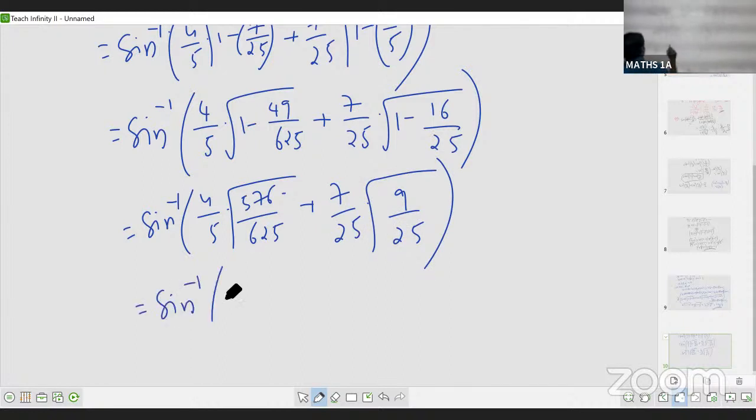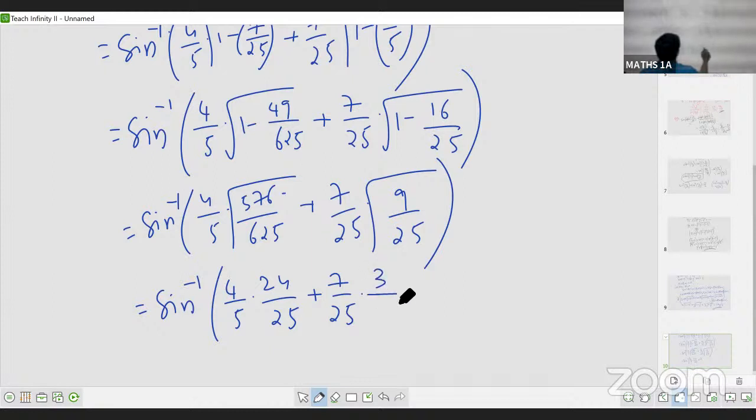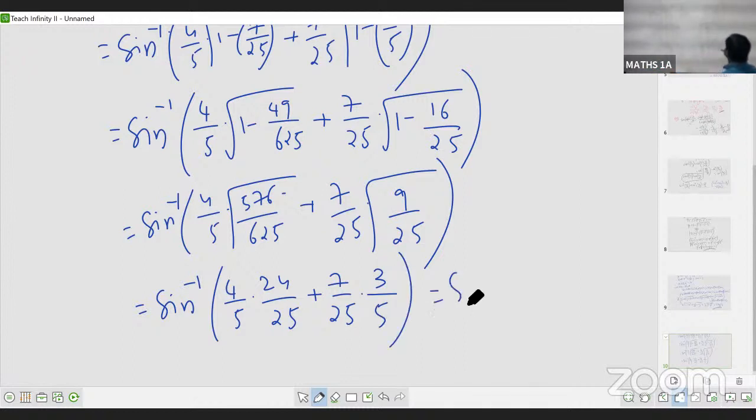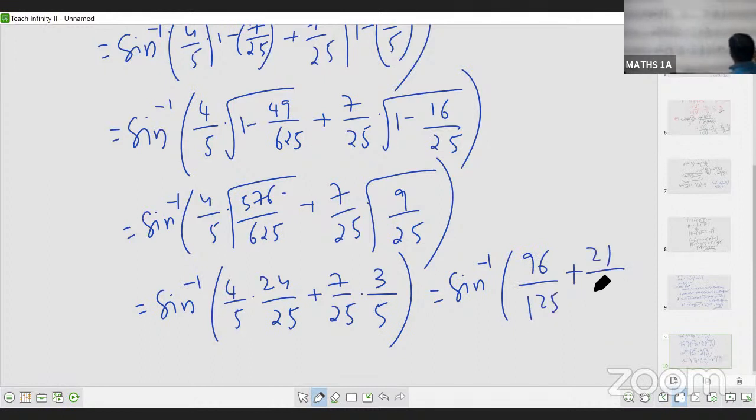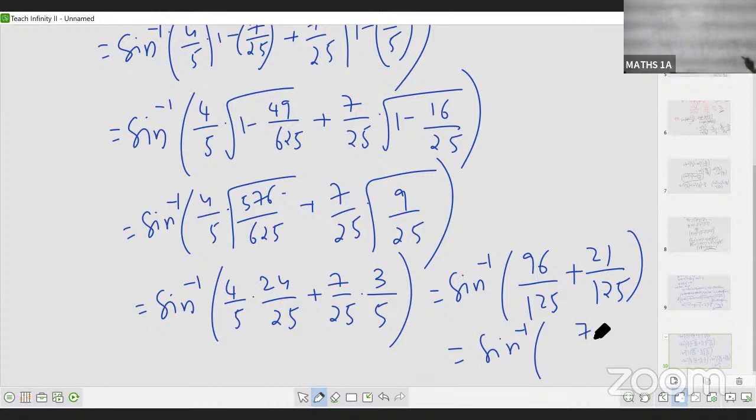Now sin inverse 4 by 5 into 24 by 25, plus 7 by 25 into 3 by 5. That is nothing but sin inverse of 4 fours are 16, 4 sixes are 24, 96 plus 21 over 125. That is sin inverse of 117 by 125. Is it clear? Yeah, important sum this is.